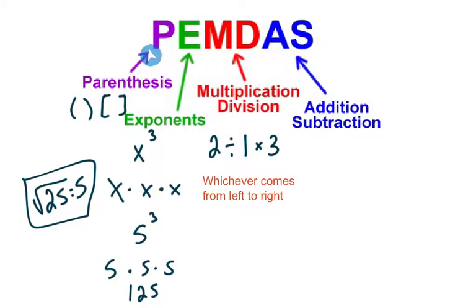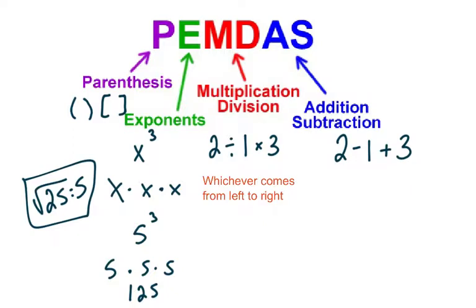So we would go parentheses, exponents, multiplication or division, whichever comes first, and then the same thing for addition and subtraction. You have addition or subtraction, whichever comes first. So even if your problem said 2 minus 1 plus 3, you would still have to subtract before you add. 1 plus 3 equals 4. If I type this in the calculator, I will get a 4. So don't make the mistake.